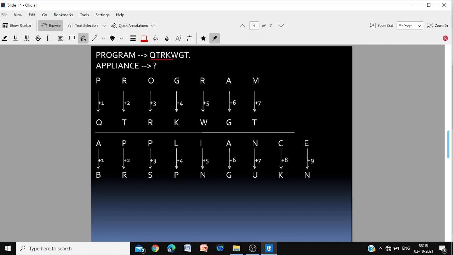Now do the same thing with appliance. A +1, B. P +2, after P you get Q, R. Next P. Now 3 letters forward. Q, R, S. Next L. 4 letters forward. After L we have M, N, O, P. After I, 5 letters forward. I, J, K, L, M, N. After A, 6 letters forward. After N, 7 letters forward. Then after C, 8 letters forward. And after E, 9 letters forward. So this is the code we are getting. So this will be the code for appliance.